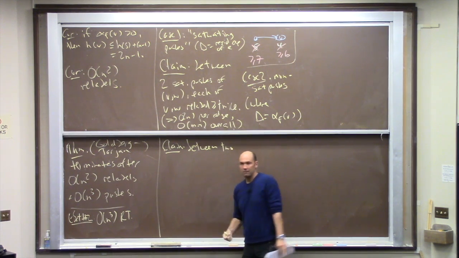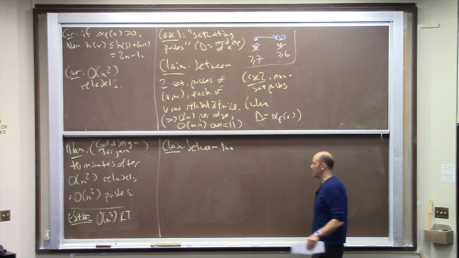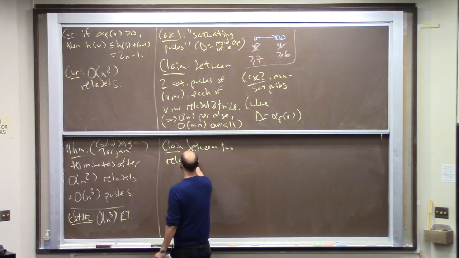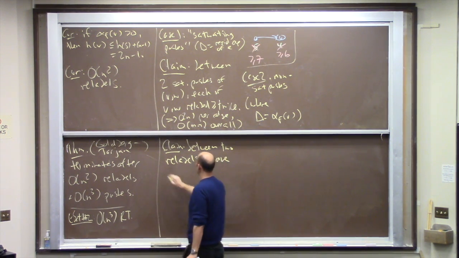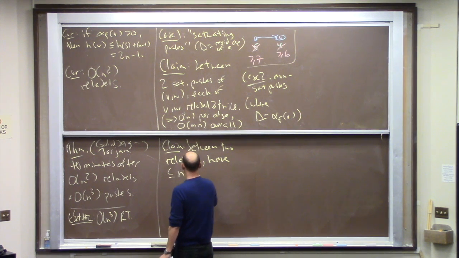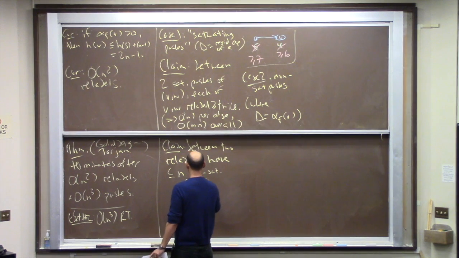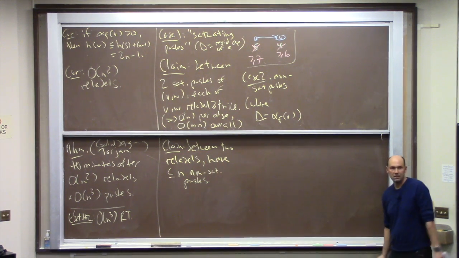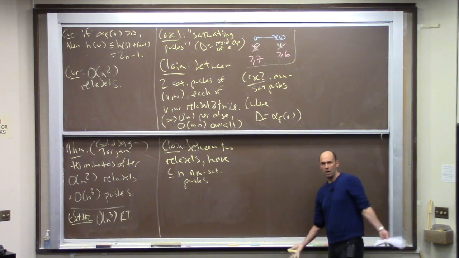So what can happen in between these two relabels? Well, the claim is that only so many non-saturating pushes can happen. Between two relabels, we have at most n non-saturating pushes. That's the claim. If the claim is true, we're done.